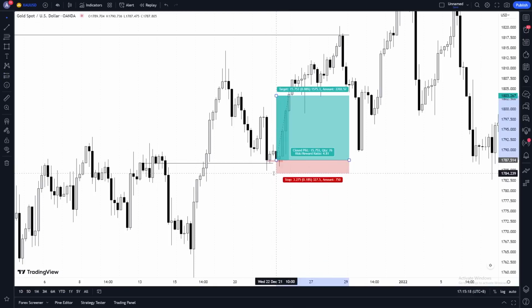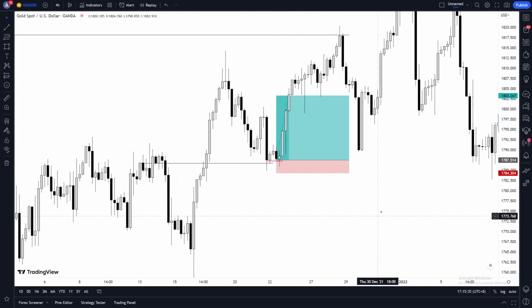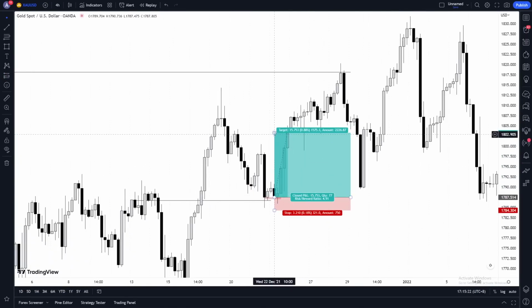So, 32 pips stop loss, right? You've entered this trade. You know that at 50 pips, you're going to go break even. For example, I'm just giving you random numbers right now, okay?